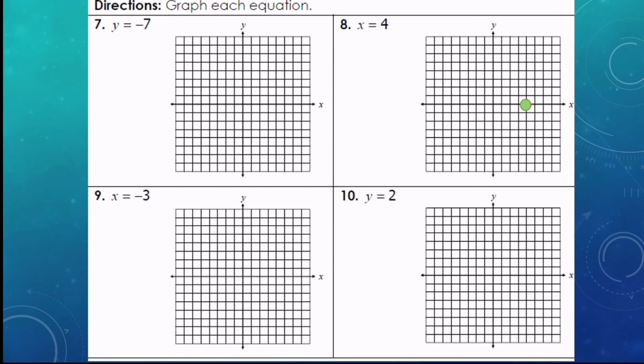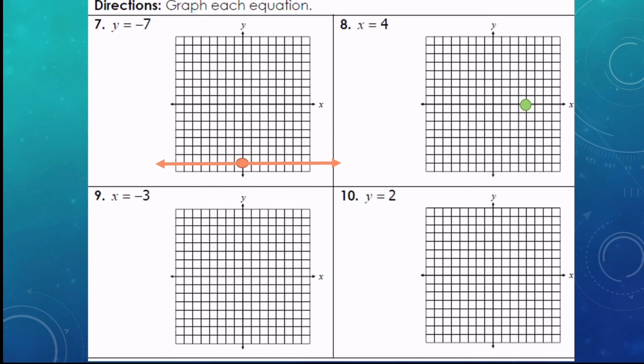Okay. So let's take a look at number 7. Now they're asking you to graph it. And it says y equals. So you're going to have a horizontal line. It says y equals -7. So go put a point at -7. Then you're just going to draw a horizontal line. That's it. Commit to your memory: a y equals is horizontal.